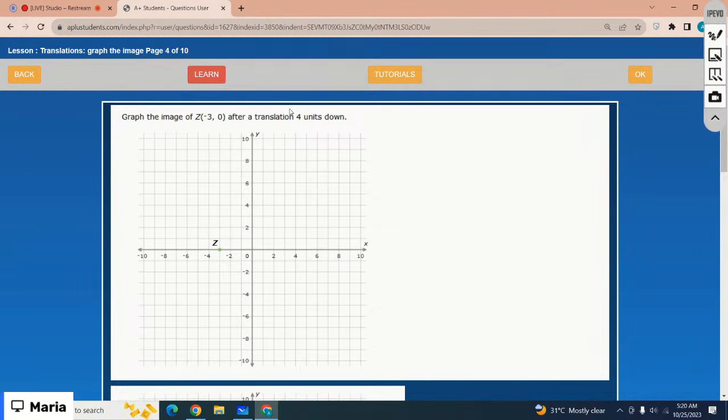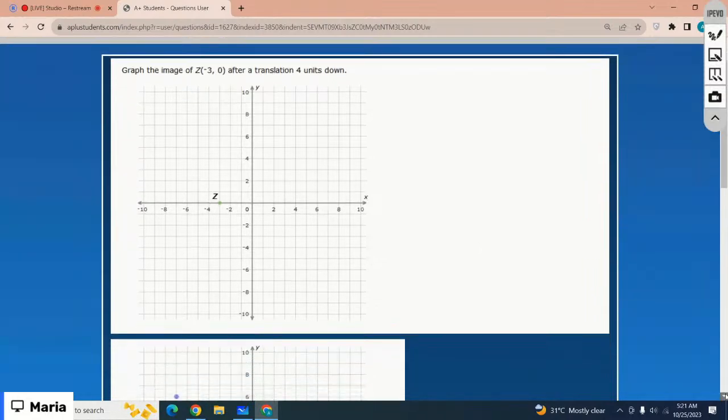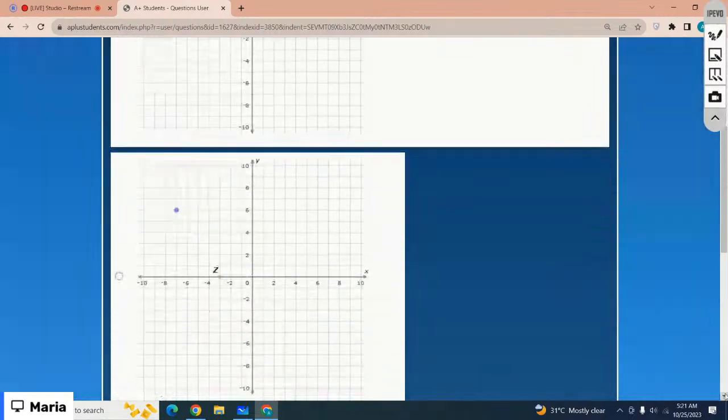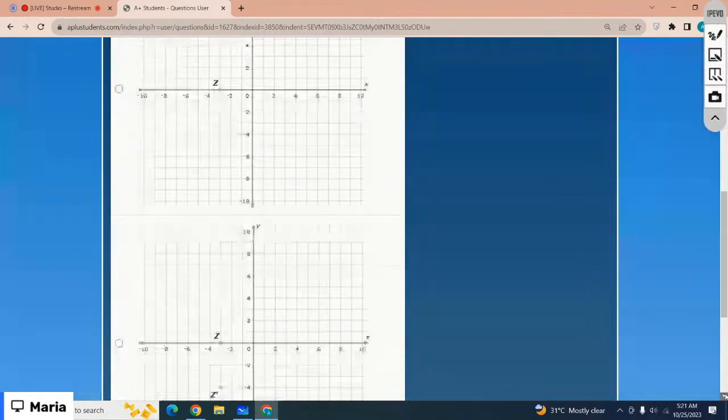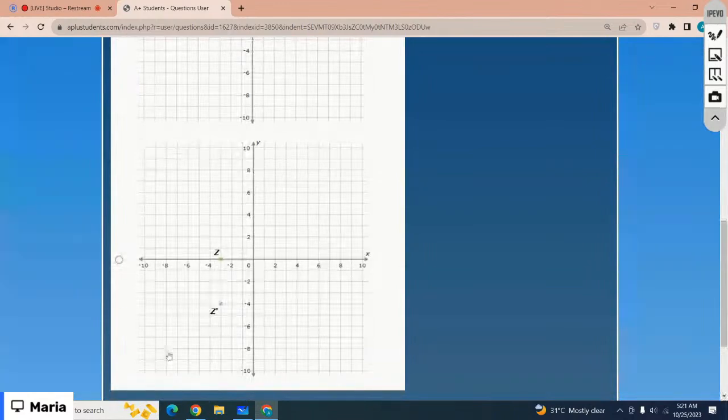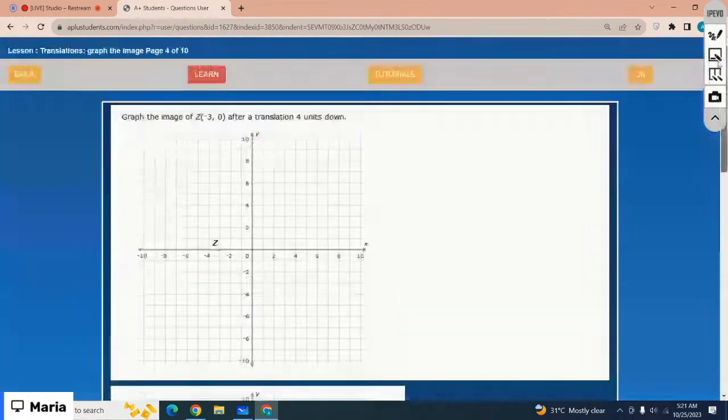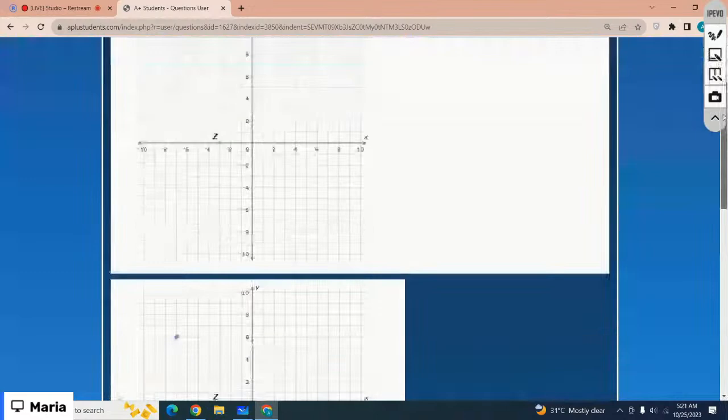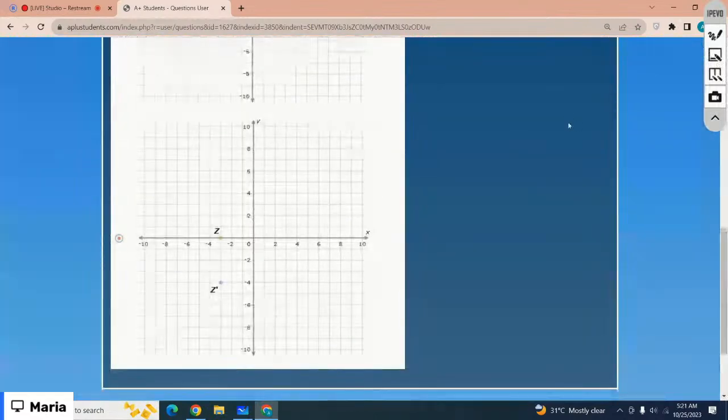Okay, graph the image Z negative 3, 0 after translation 4 units right. So when you move it 4 units, it would be 1, 2, 3. Here it is, right? It would be then here. The correct option is 4 units down. Okay, down. So that would be option number 2, right.